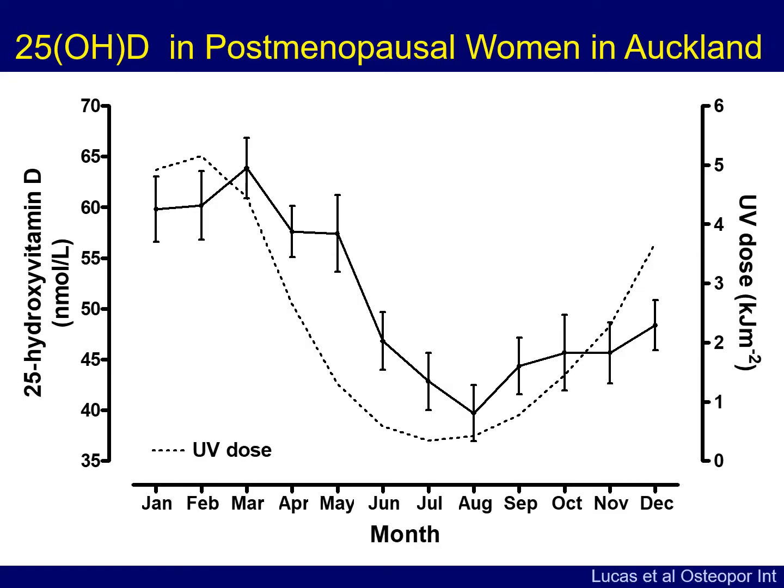We can see the dependence of vitamin D levels on sunshine exposure when we look at vitamin D levels across the year. This is data from women in Auckland, and we can see that when the sunshine levels, shown with the dotted line, are highest, the vitamin D levels, shown in the solid line, are also highest. That's February, March, the end of summer. Then about August, at the end of winter, they're lowest and creep back up again.